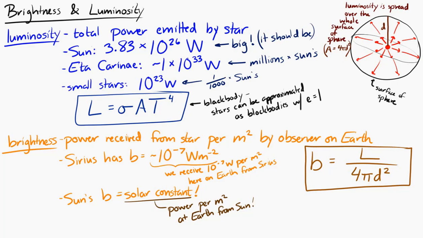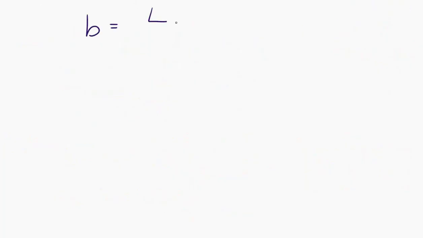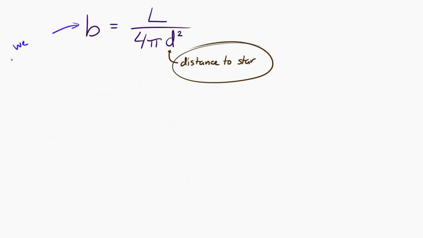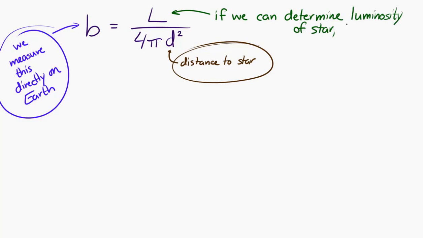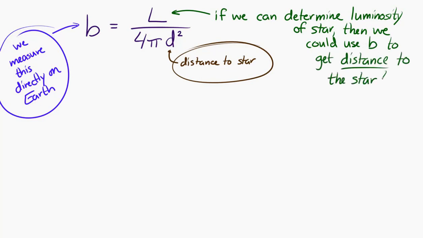So I want to point out this brightness is equal to luminosity over 4 pi d squared. If you look, distance shows up in that equation. So brightness is something that we can measure from the Earth. We look up at a star, we can measure the amount of power we receive per square meter from that star. If we had a way to determine the star's luminosity, and we can measure the brightness, then we could use this equation to get the distance. And we'll discuss that next time, ways to get the luminosity, because if you know the luminosity and the brightness, then you can get the distance to a star.